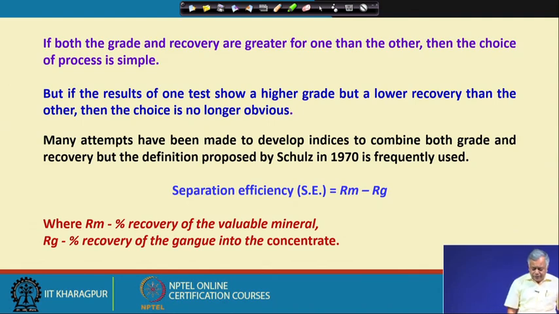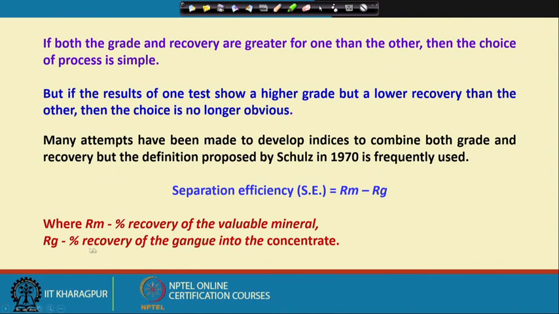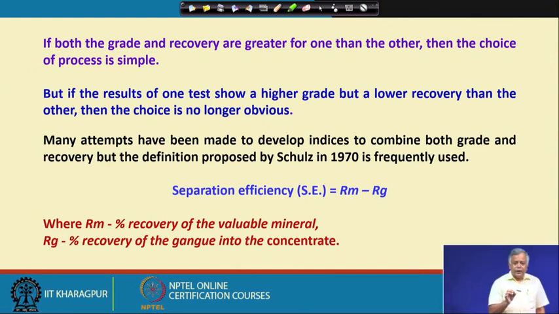So, he proposed that separation efficiency is equal to R m minus R g, where R m is the percentage recovery of the valuable mineral in the concentrate, and R g is the percentage recovery of the gangue into the concentrate.